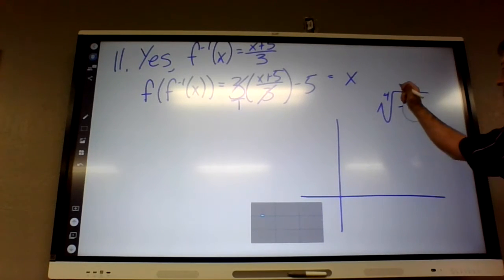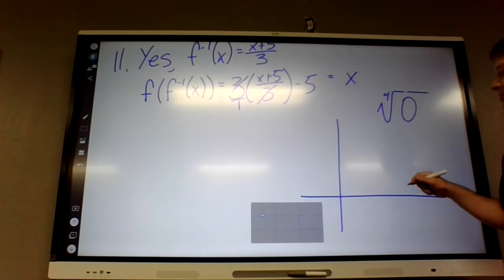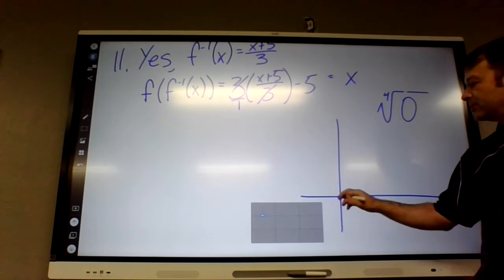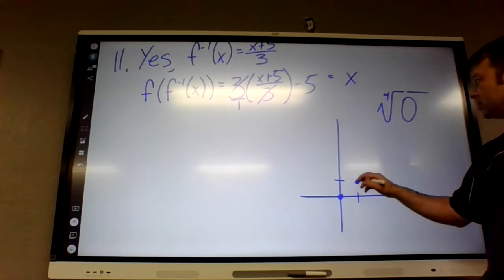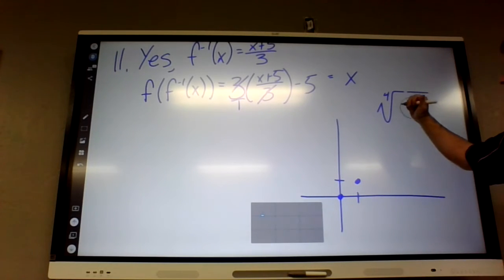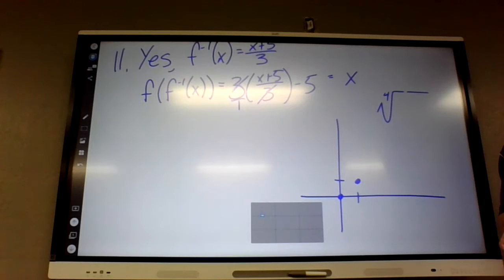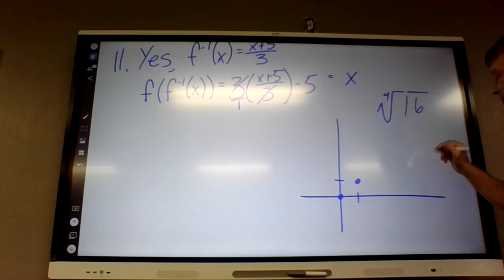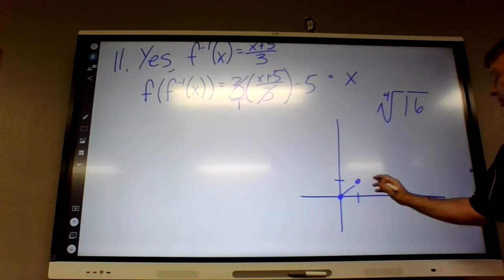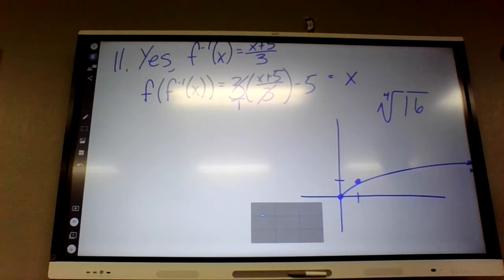What if I plug in 0? What do I get? 0. What if I plug in 1? What do I get? Okay. You guys know what 2 to the 4th is? 2, 4, 8, 16. What if I plug in 16? 2. So way out there, it gets up to 2. So it's just a really flat function.